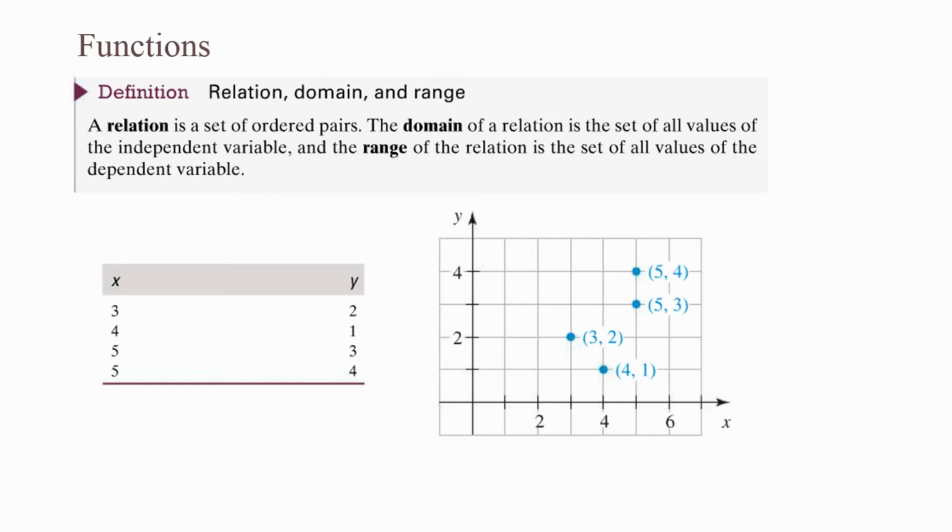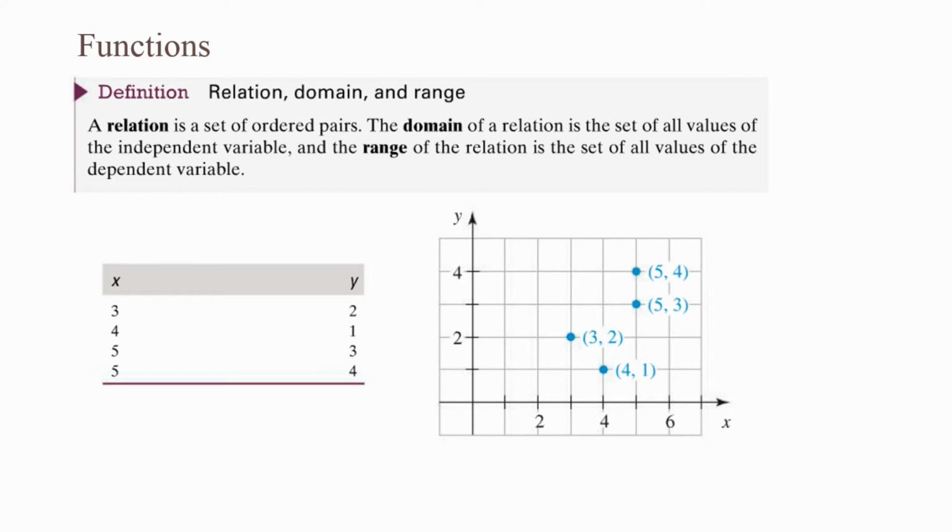Functions. A relation is a set of ordered pairs. In this particular example, we have (3, 2), (4, 1), (5, 3), and (5, 4) as our relation.